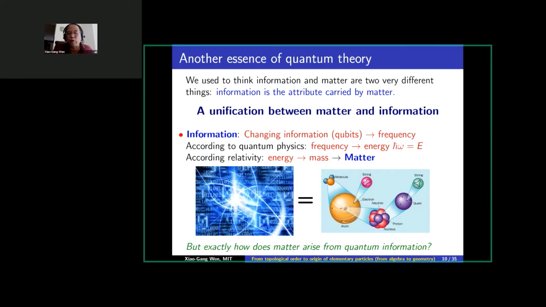And here I try to push this point of view to the extreme and really just accept that matter and information are the same thing. So we try to say that matter arises from quantum information. But how can that happen? What do I mean by that? Okay.